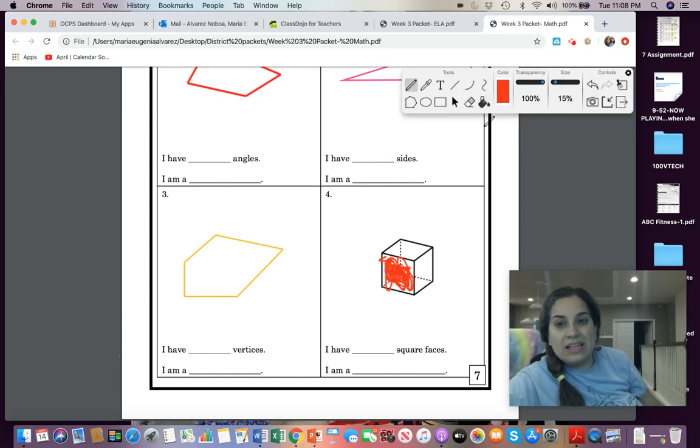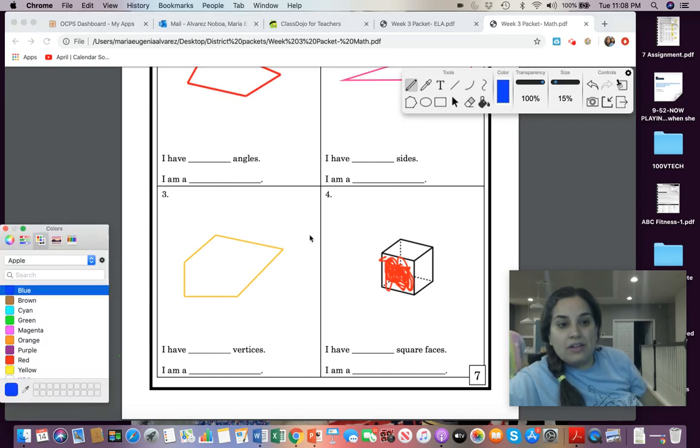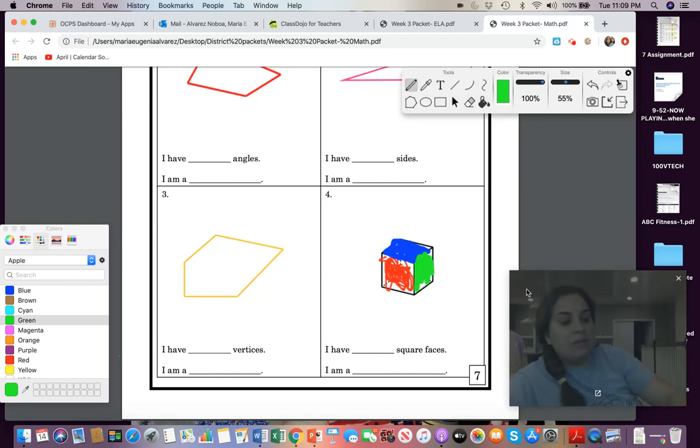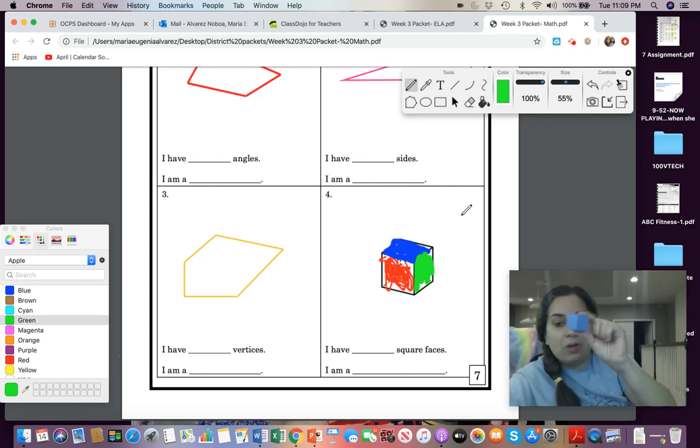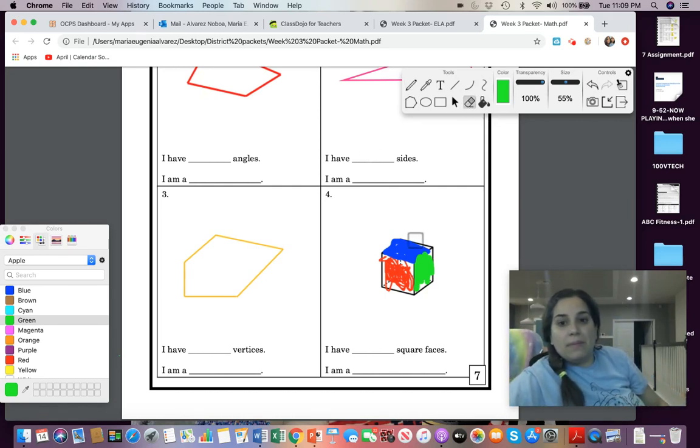Okay, this is another face right here. Right here. That's another face. And then you have yet another face right here. All of these are faces, but you have to get the example of a cube so you count the correct sides, the correct faces. Okay, so that is all for math today.